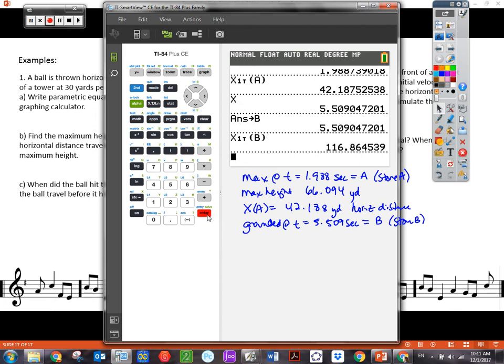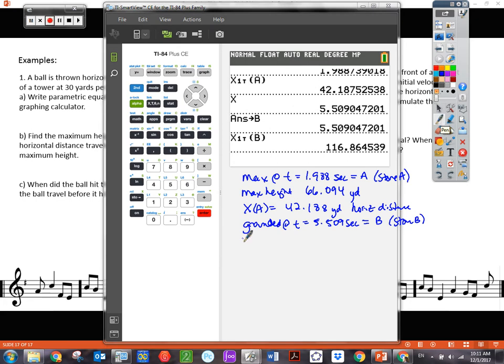So x of b. What I'm notating here, what I'm telling the person who's looking at my paper, is that I used the x equation and I inserted that value b in. That's what this is telling, and that's the only work I need to show. I just need to say x of b is, and it's what, 116.865 yards. This is the horizontal distance.